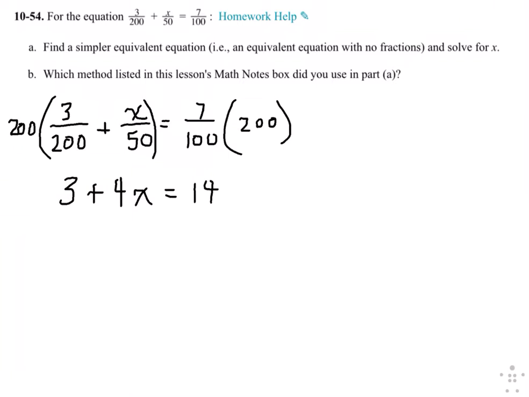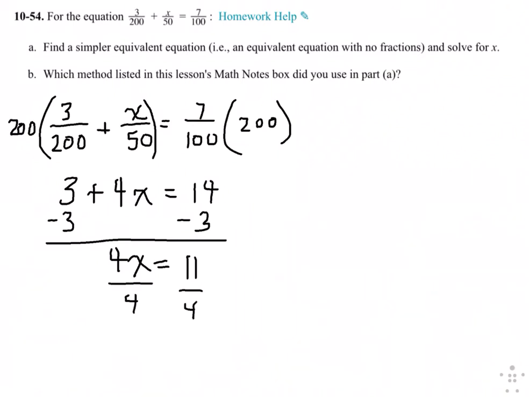And now we solve it, right? So we subtract 3, right? Subtract 3. And we get 4x equals 11. That's the subtraction property of equality, right? And then we divide by 4, and we get x equals 11 fourths, right?